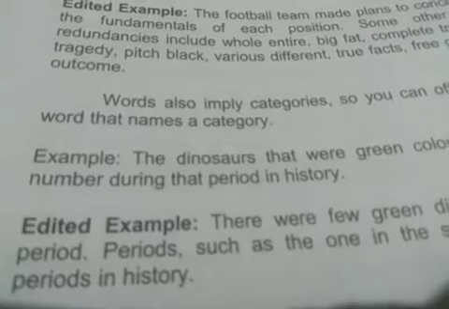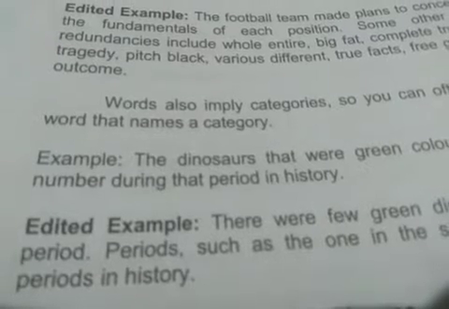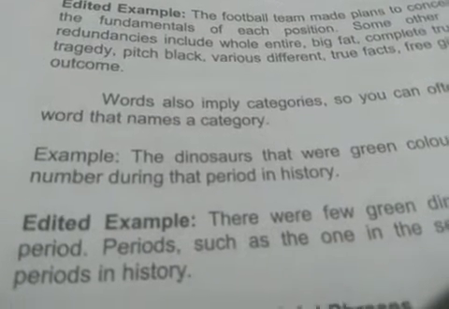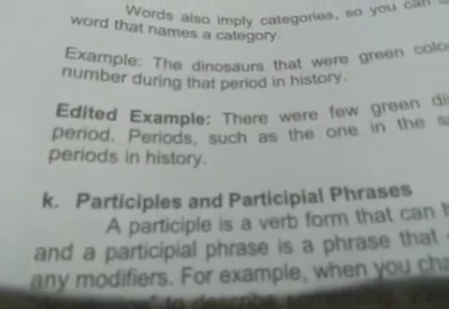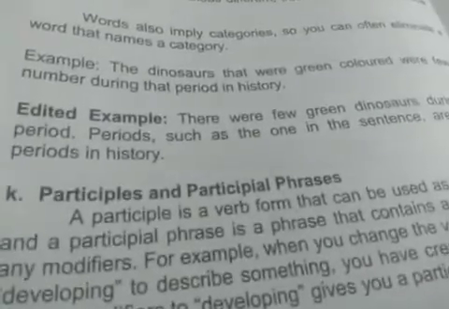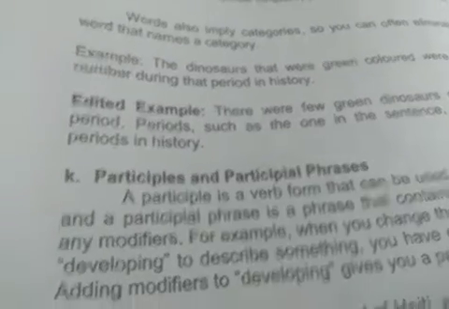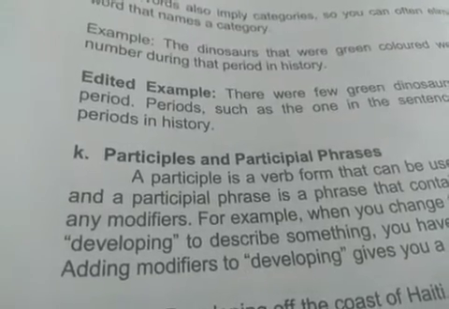Some other common redundancies include whole, entire, big, fat, complete, truth, terrible, tragedy, pitch black, various, different, true facts, free gift, and final outcome. Words also imply categories, so you can often eliminate the word that names a category. For example, the dinosaurs that were green colored were few in number during that period in history. Edited example: there were few green dinosaurs during that period. Periods such as the one in the sentence are always periods in history.